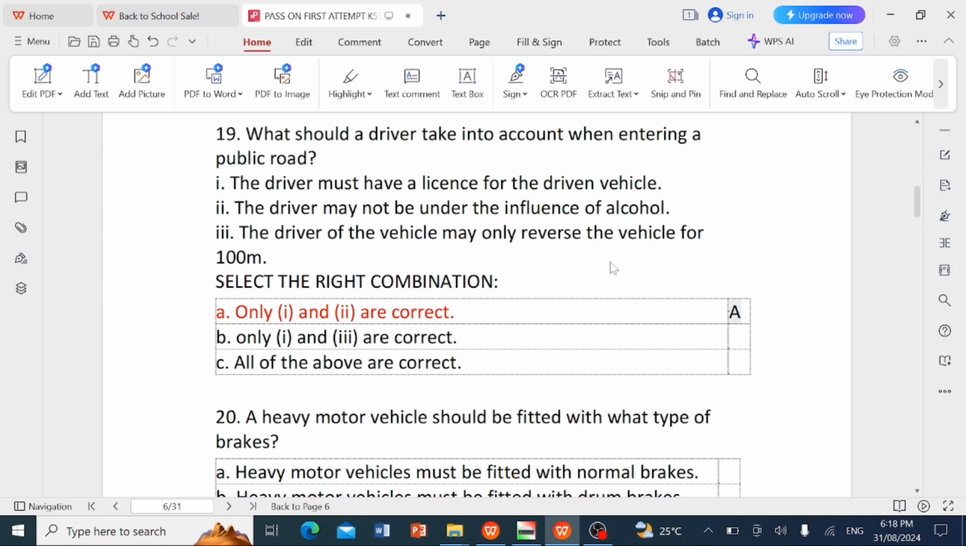Okay. Number 3. Driver of the vehicle may only reverse the vehicle for 100 meters. Well, I don't think that's a rule. I've never seen that, right? So the correct answer here is 1 and 2. So 1 and 2 are the correct answers.